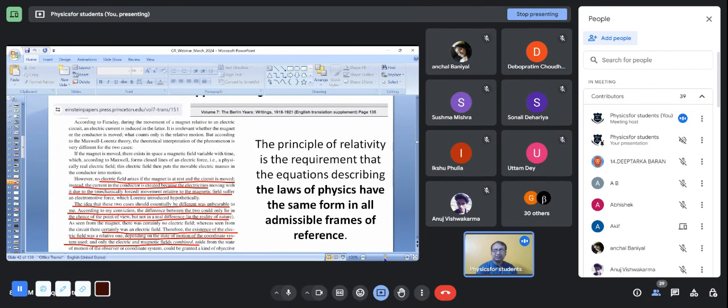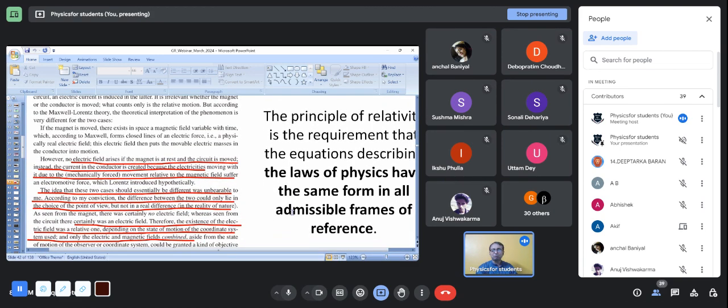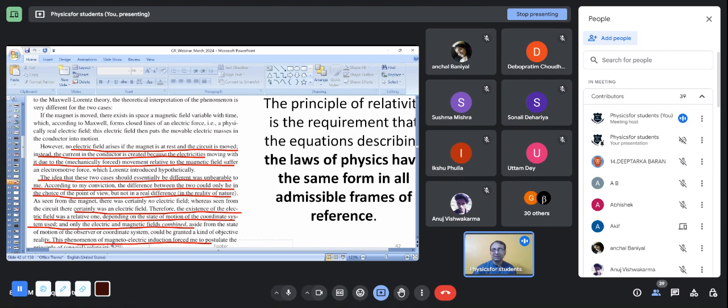You can see I have taken it from the Einstein Papers, Princeton's website, and I have underlined exactly what was written by Einstein. He writes first that an electric field arises if the magnet is at rest and the circuit is moved. Now you see here, he is not talking about gravity at the first go. And do you know why he is not talking about gravity? Any idea why he's talking about Maxwell's electromagnetism? Anybody can tell? Any wild guess? Why is he talking about electric field and magnet, etc.?